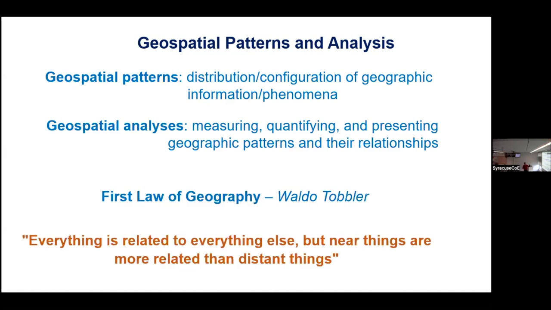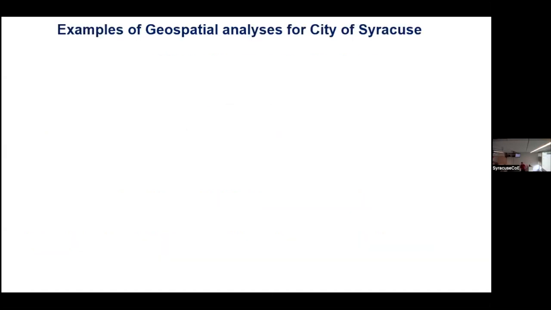This set of concepts is based on one of the fundamental ideas in geography called the first law of geography. This law says everything is related to everything else, but near things are more related than distant things. It sounds very easy, and maybe you say, hey, I already know that, but it has profound implications for geospatial science and geospatial techniques. I will touch on this later on.